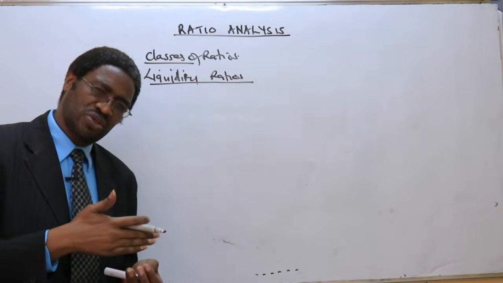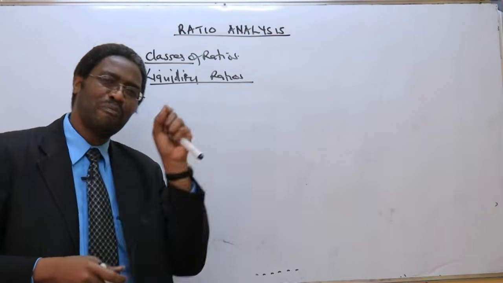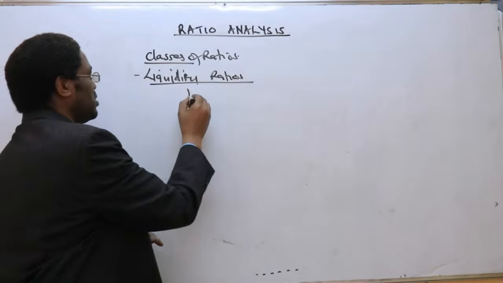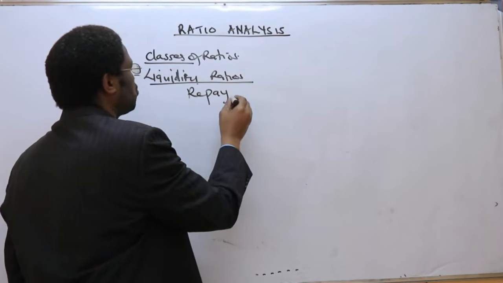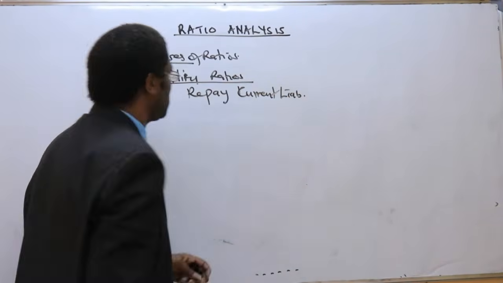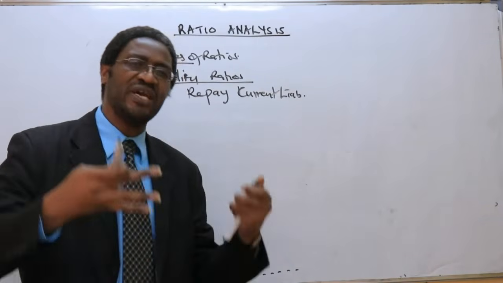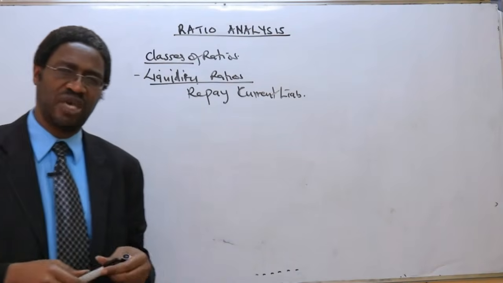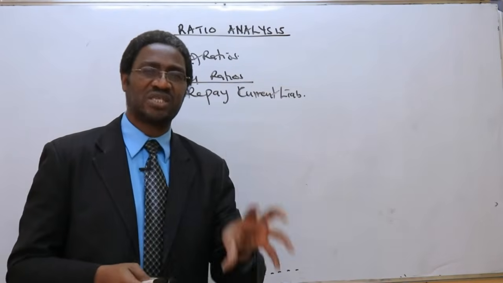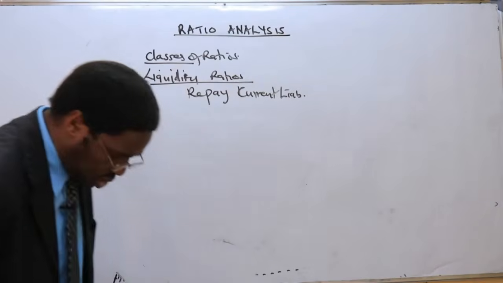So these ratios, which we are calling liquidity ratios, measure the ability of a firm to repay its current liabilities. That is the purpose of these ratios. Are we as a firm able to repay our current liabilities or not? To know that, you calculate what we call the liquidity ratios.